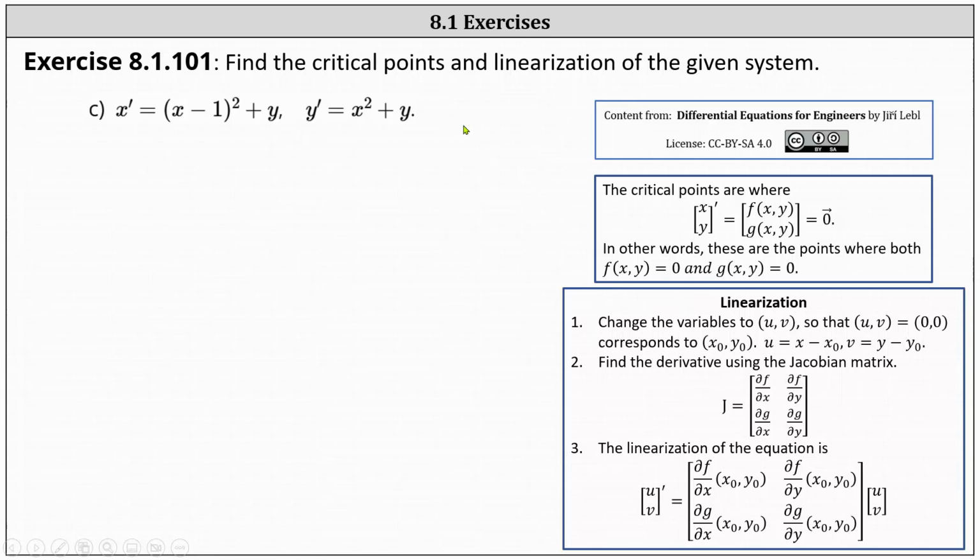The critical points occur where both f of x comma y and g of x comma y equal 0, which means to determine the critical points, we need to solve the system: the square of x minus 1 plus y equals 0, and x squared plus y equals 0.